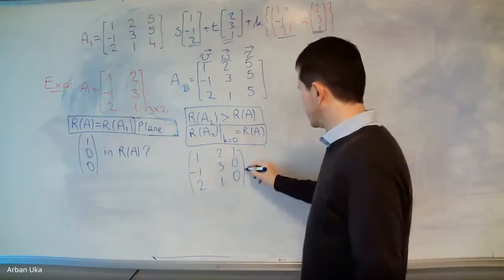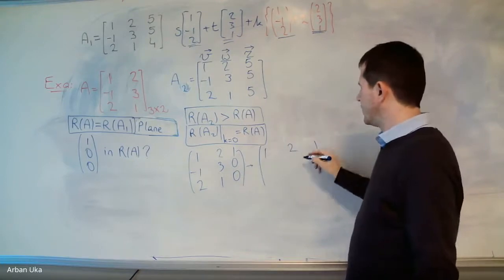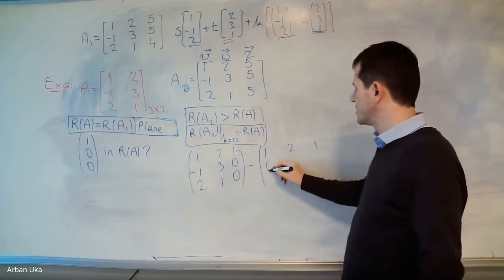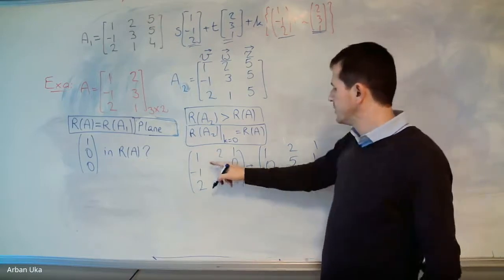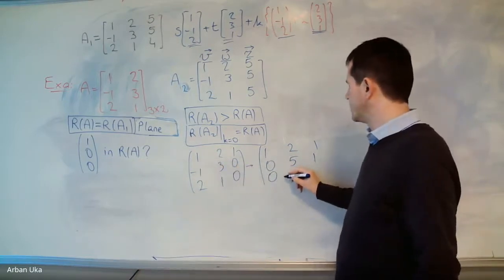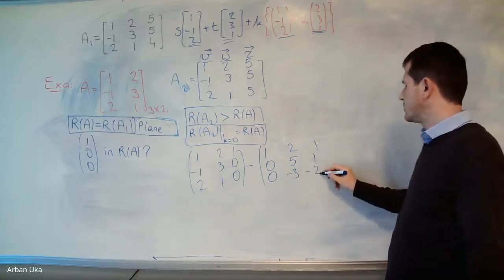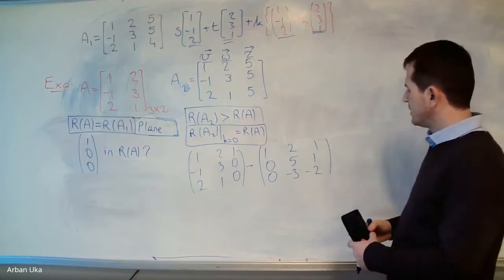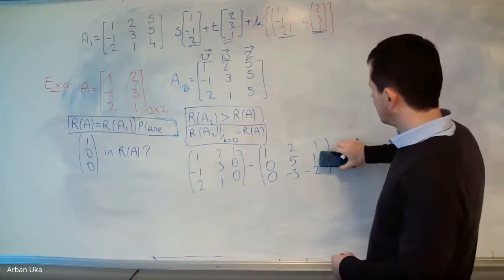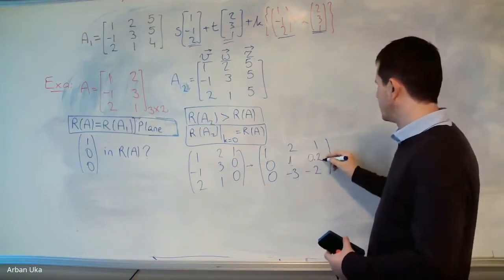Let's get the reduced row echelon form to simplify the problem. 1, 2, 1. We add the first two equations. This is 0, 5, 1. Then here we get minus 2, 0, minus 3, 0, minus 2. And then what is left is that we can do this 1, 0.2. We divide by 5, 1, 0.2.